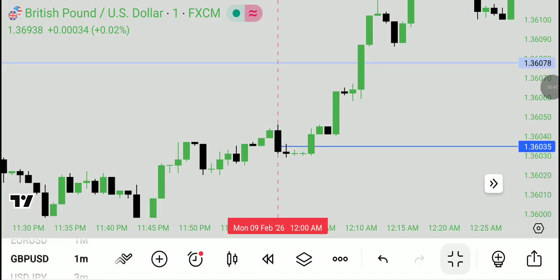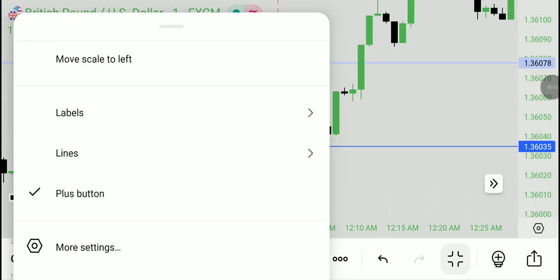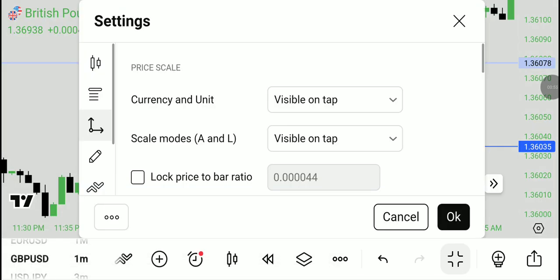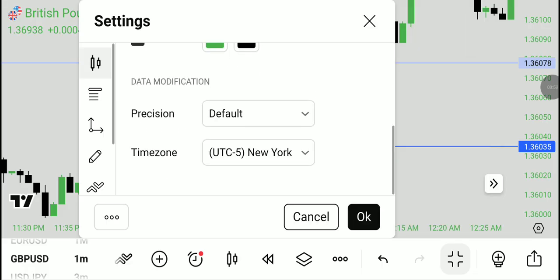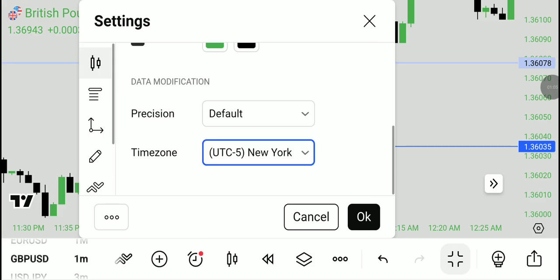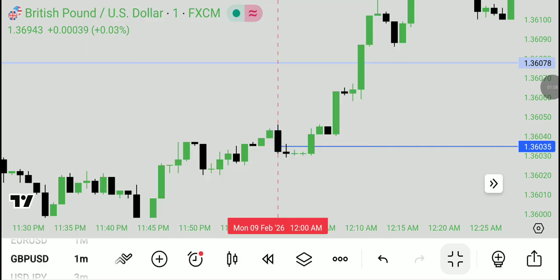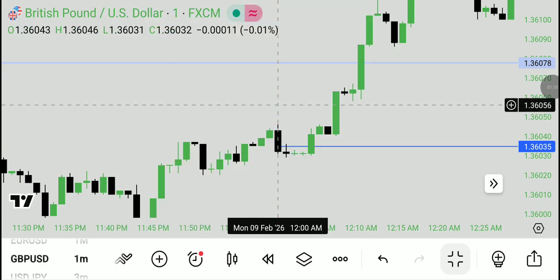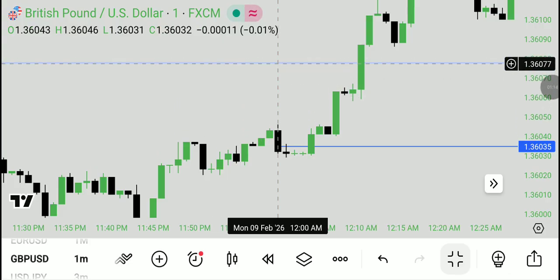Alright, first change your time view settings to New York. If you have already changed it, don't change it again. And if you haven't changed it, change it. When you change your time view settings to New York, when it's 12 o'clock here, it will be 12 o'clock to you all.